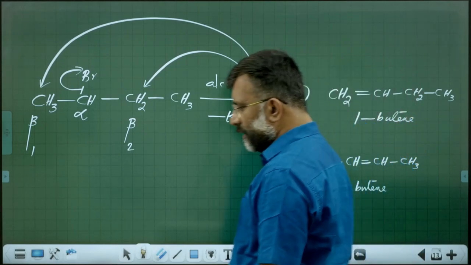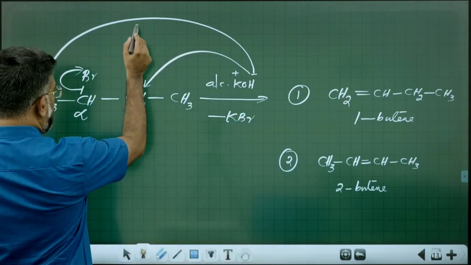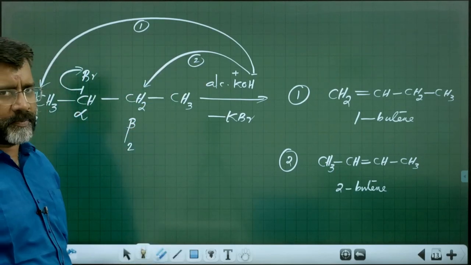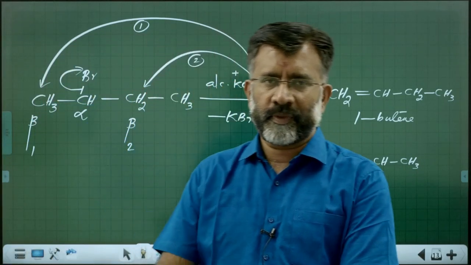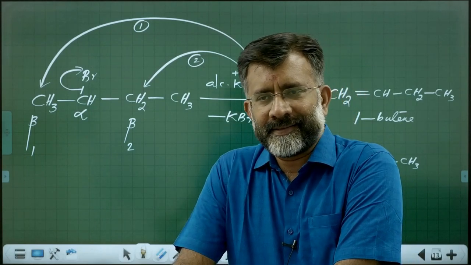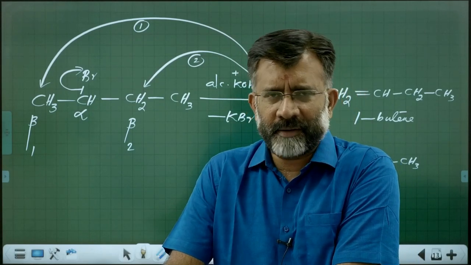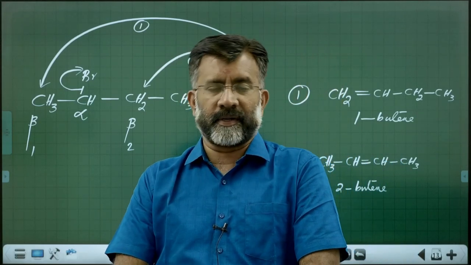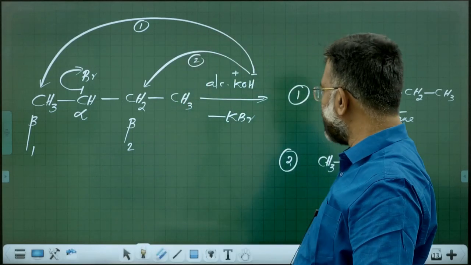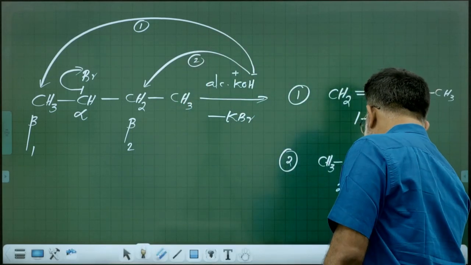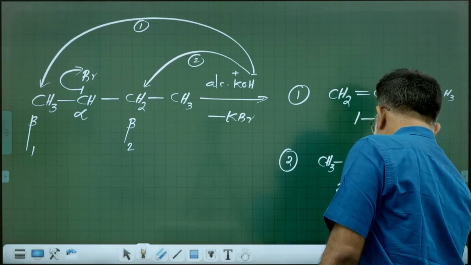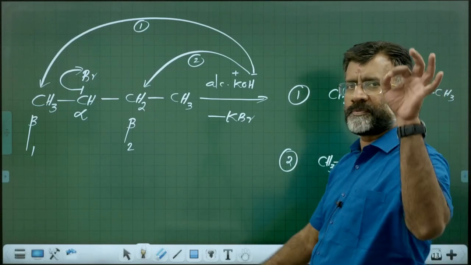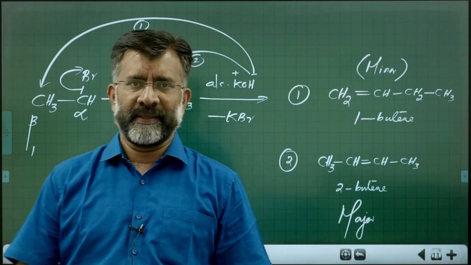So which will be the major product? Is it the base attacking over here or is it the base attacking over here, giving the respective product 1 or 2? In fact, I think all of you know, you get both the products. You get both alkenes. Then which is the major product? The major product is explained according to Saytzeff rule, and this is the major product. And this will be only the minor product. Most substituted alkene dominates. Right?